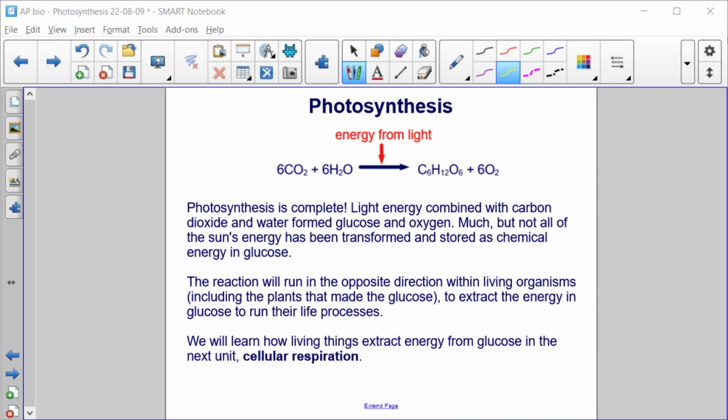Much, but not all of the sun's energy has been transformed and stored as chemical energy in glucose. The reaction will run in the opposite direction within living organisms, including the plants that made the glucose, to extract the energy in glucose to run their life processes. We will learn how living things extract energy from glucose in the next unit, cellular respiration.